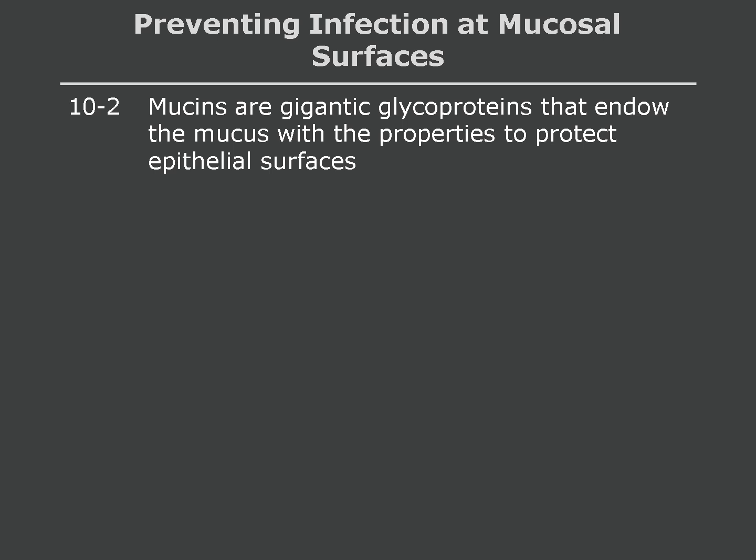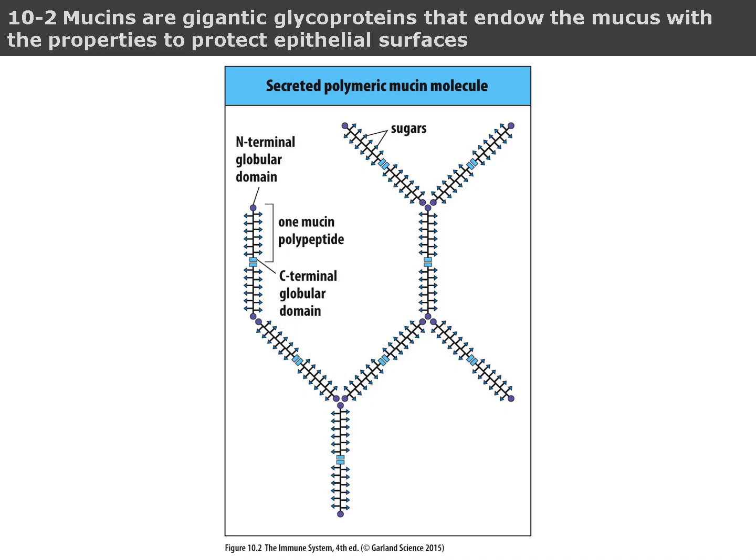Mucins are gigantic glycoproteins that endow the mucus with the properties to protect epithelial surfaces. This figure shows the structure of a secreted polymeric mucin molecule. Each mucin is made of a single polypeptide chain with N-terminal and C-terminal globular domains. These domains enable mucins to form complex, branching polymers.